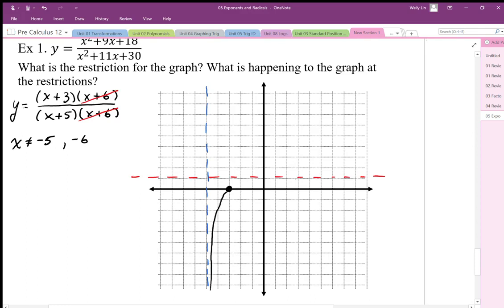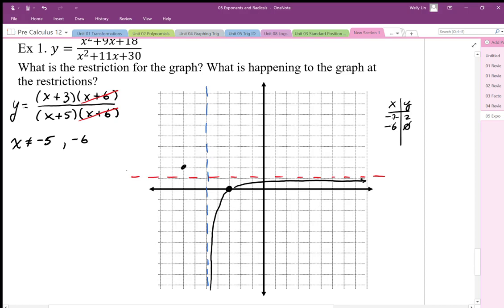Now, we could graph some more coordinates if we're not sure. I can make a table of values and see what this looks like. But one thing we have to be worried about is negative 6. At negative 6, there is an undefined value. But other than that, we're okay. So at negative 7, if I put negative 7 into here, I get negative 4 divided by negative 2. That's going to be positive 2. So negative 7, positive 2. It's going to be here.